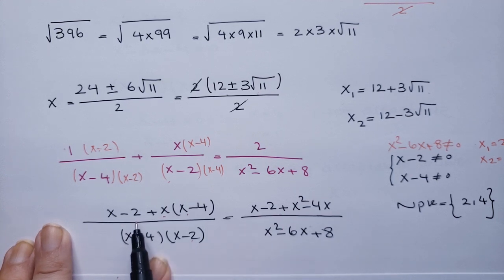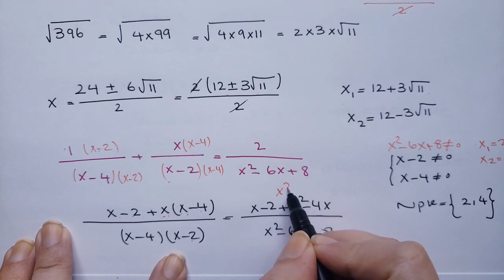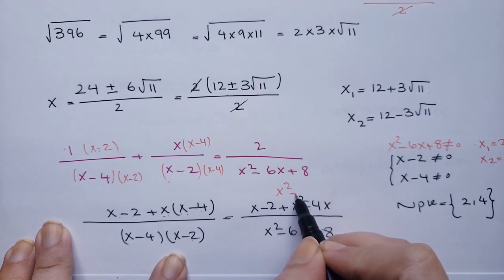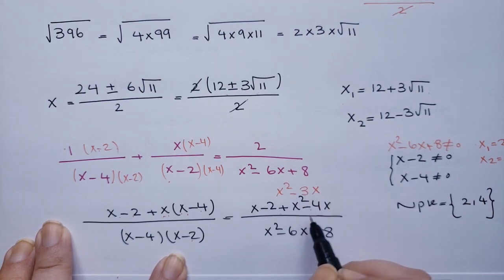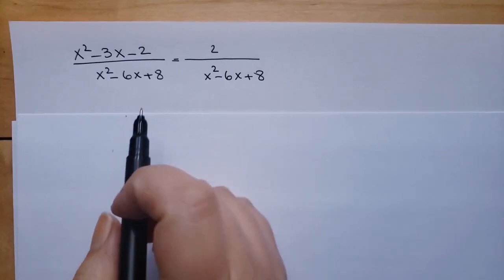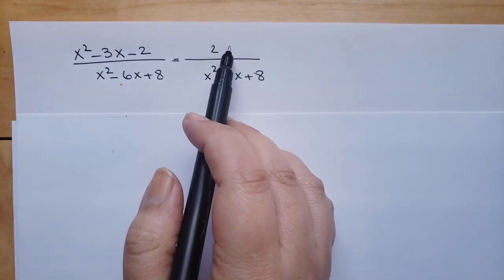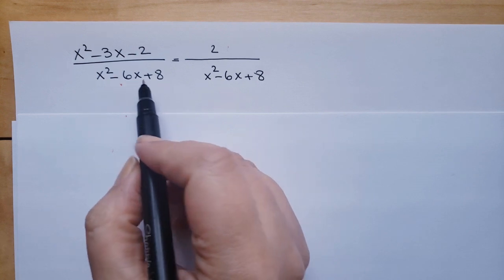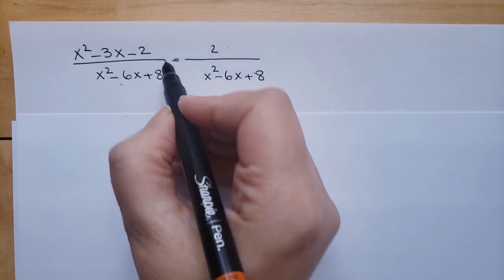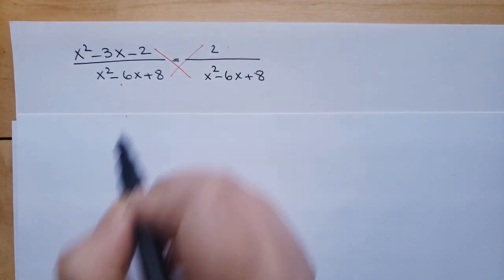So here what I did, I just tried to simplify. So here that would be (x minus 2), x squared minus 4x. I simplify, it will be x squared minus 3x minus 2. So what I did, I simplified the first side of the equation, and the second side I just didn't do anything. So here it's eligible for cross multiplication, this multiplied by this.